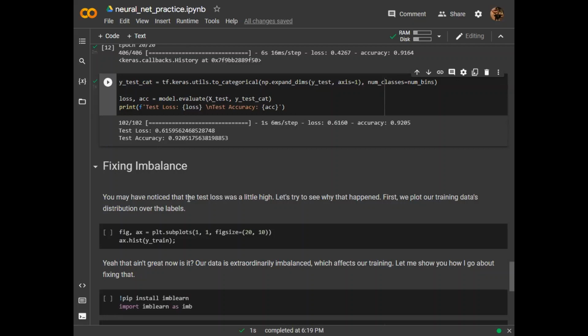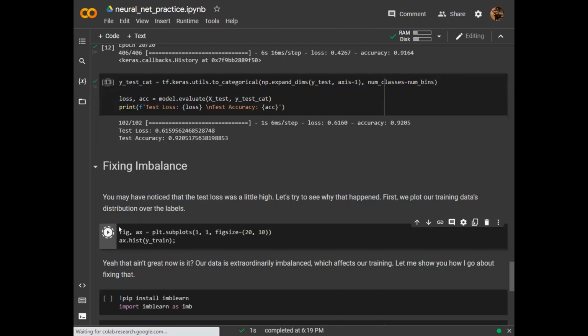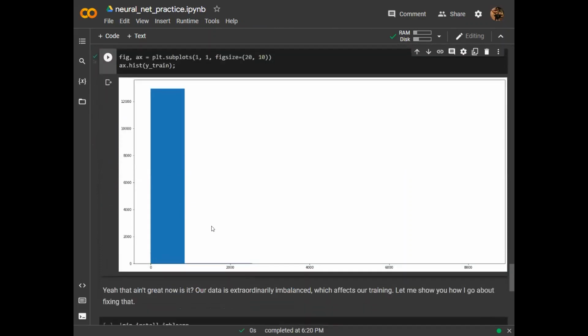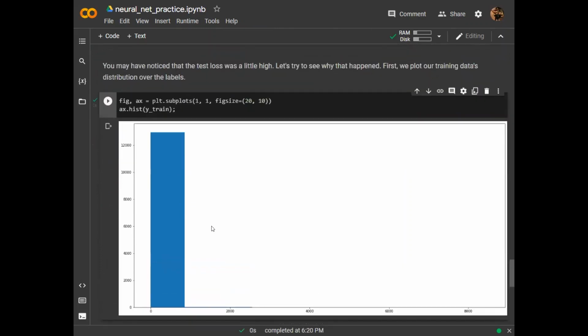If you run the next cell, this is something you should always do when you're analyzing your data, and it's part of EDA that I think someone will probably talk about a little bit. It's looking at the distribution of your data and seeing how it's distributed. What labels do I have the most of? What labels do I have the least of? So on and so forth. So let's do that, since I'm trying to figure out why that test loss was kind of high. As you can see, it's a bit off.